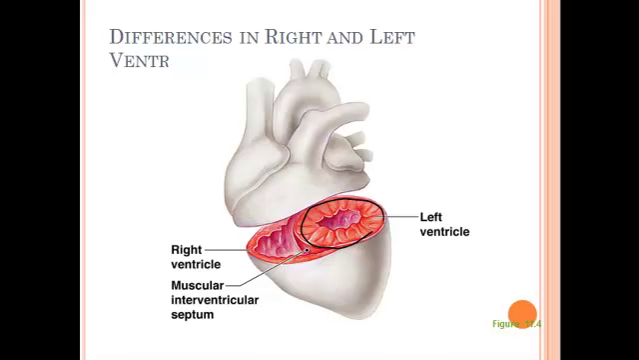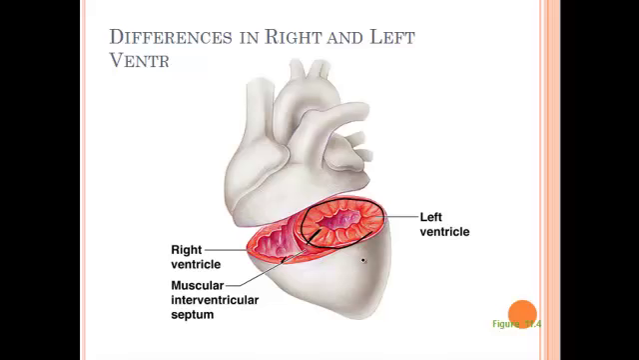Notice the difference in size of the myocardium layer between these two sides. So the left ventricle, the myocardium, is much thicker than the myocardium in the right ventricle. Both sides of the heart here are going to have the epicardium on the outside, the myocardium, and then the endocardium on the very inside. But the left ventricle is much thicker, the myocardium is much thicker.